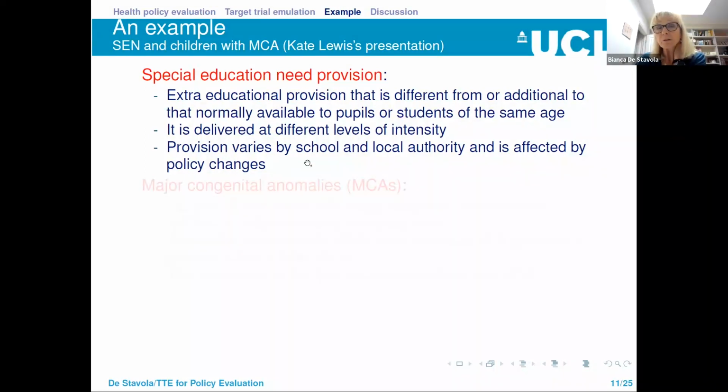And the provision, unfortunately, is not homogeneous. There's a bit of a lottery there, and it depends on the school's budget, on the school tradition and support of teachers, and on the local authority budget. And there have been policy changes over the years that also affect how the provision is given.